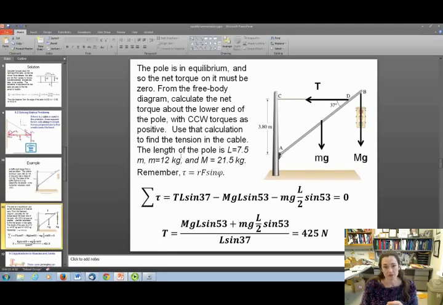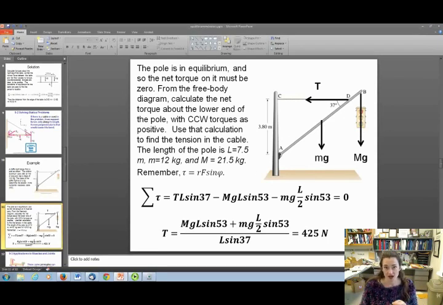Okay? Now, remember, a torque is equal to R, the lever arm, times F, times the sine of the angle in between R and F. Okay? Now, yet again, I'm going to take counterclockwise torques as positive and clockwise torques as negative. So if you look in this figure, the tension would cause a counterclockwise torque, and the gravity acting from the pole and from the traffic light would cause a clockwise torque. So those two will be negative and the tension will be positive.